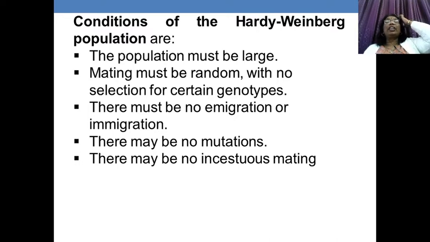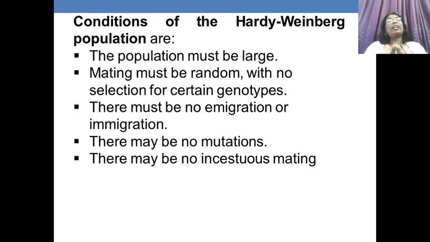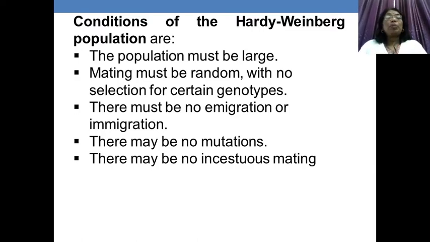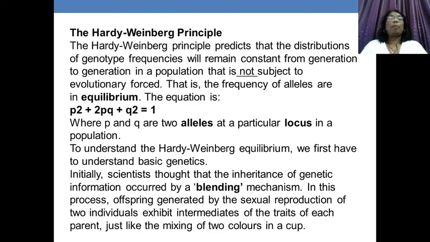There are certain conditions for this Hardy-Weinberg population. The first condition is that the population must be large. Second, mating must be random with no selection for certain genotypes. There must be no immigration or emigration, there must be no mutations, and there must be no assortative mating. These conditions must be fulfilled by that population.